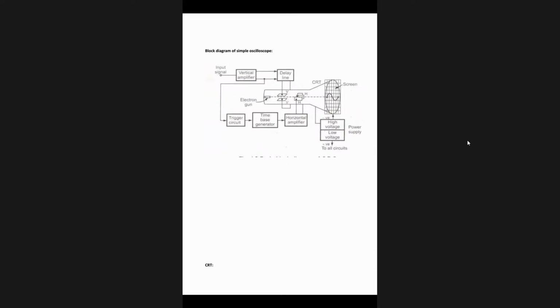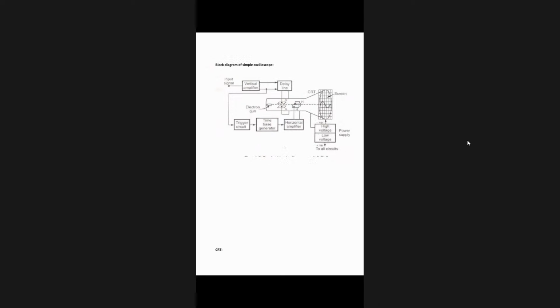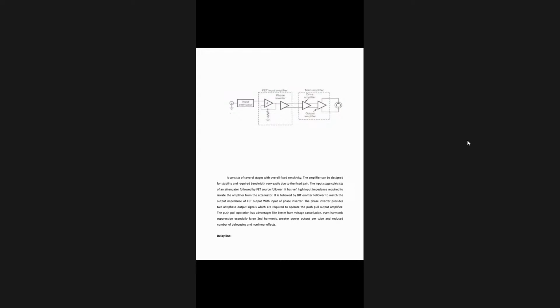So this is the block diagram of a simple oscilloscope. Vertical amplifier, we can see time base trigger circuit, horizontal amplifier, that we have already discussed. Next is the that we have already discussed. This also we have seen. Trigger circuit we have seen.